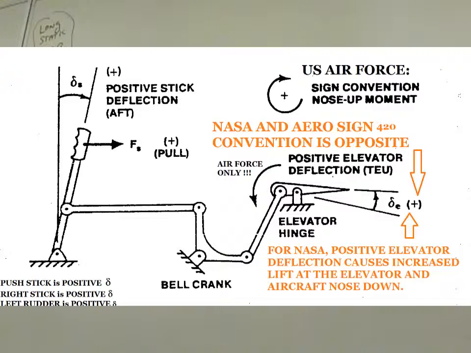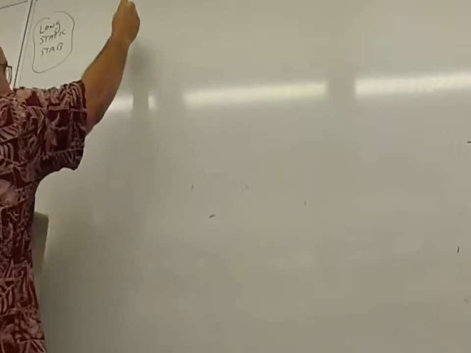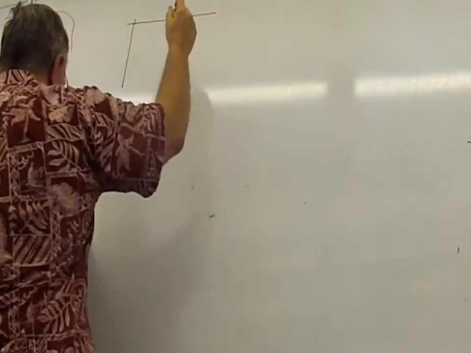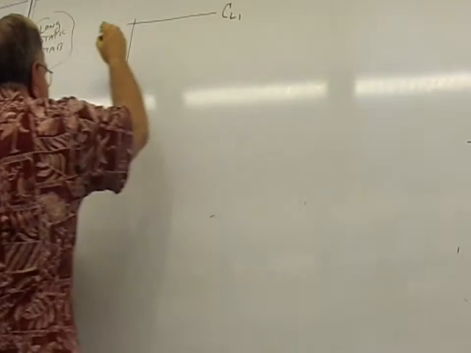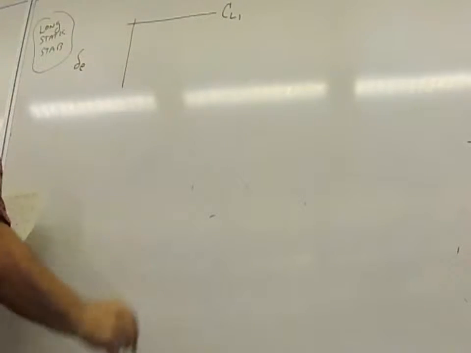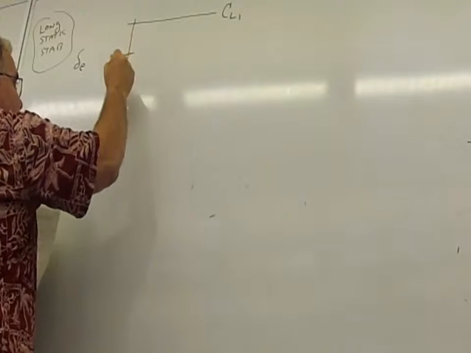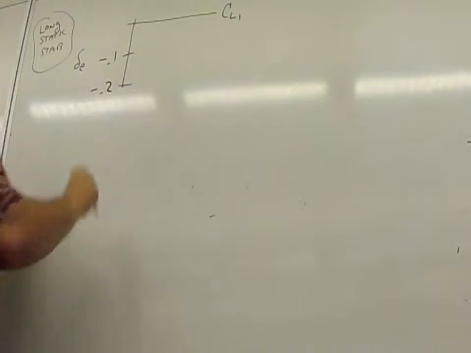If I pull back on the stick in the cockpit, what's going to happen? This thing is going to go up, and the tail's going to lose lift, and the airplane will climb. If I pull back. And the positive delta E, by convention, causes a nose down of the aircraft. Let's suppose I could measure C sub L versus elevator deflection at different CG locations. So we know stability, this is going to be, say, -0.1, -0.2.